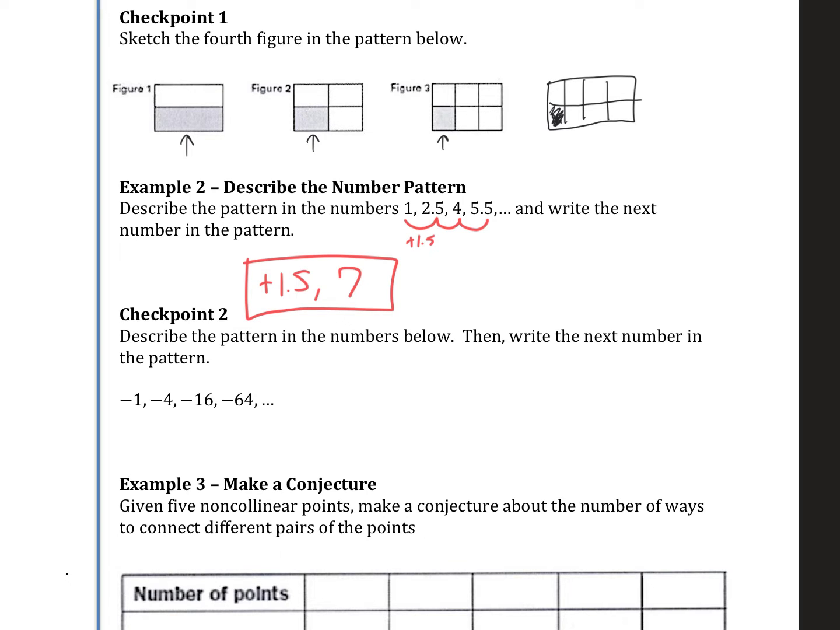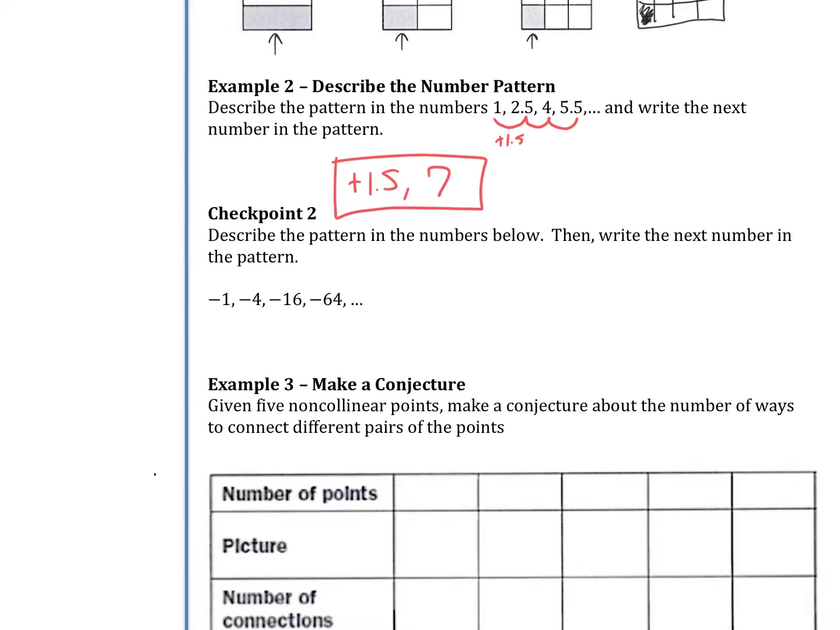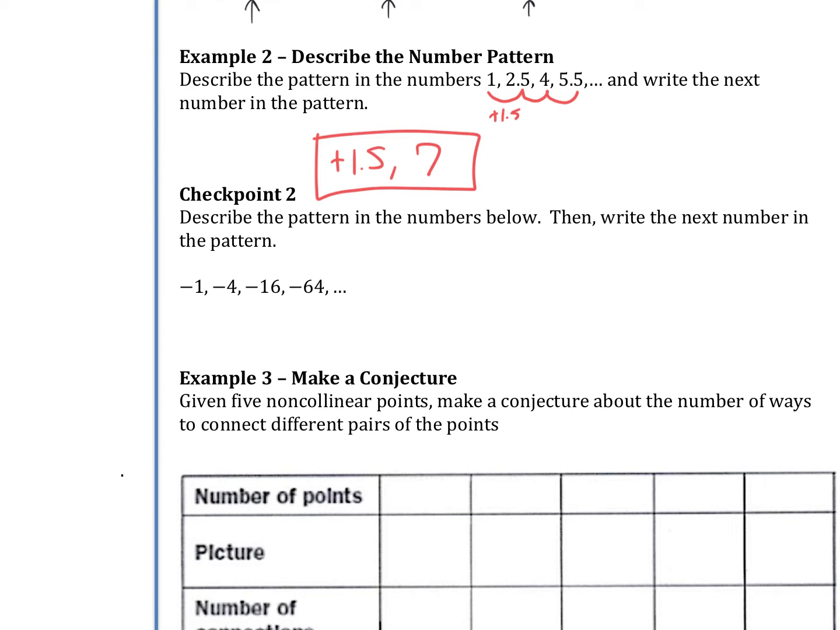Okay? All right, how about checkpoint 2? From -1 to -4, we can either subtract 3. If we subtract 3 from here to here, that's not going to work. So we could also multiply by 4. If we multiply this side by 4, that's also going to work. So it looks like multiplying by 4 is the pattern. And what's -64 times 4? Well, that is -256. And that's the rule and the answer.